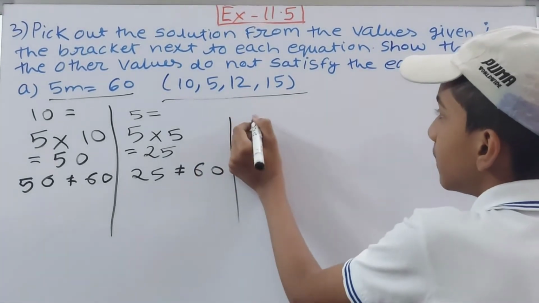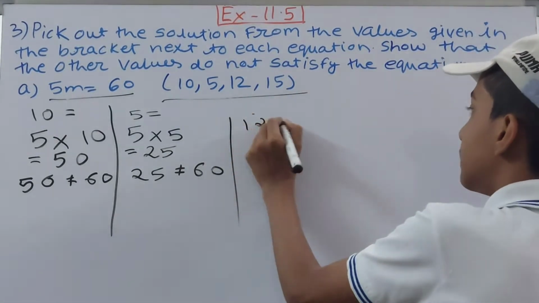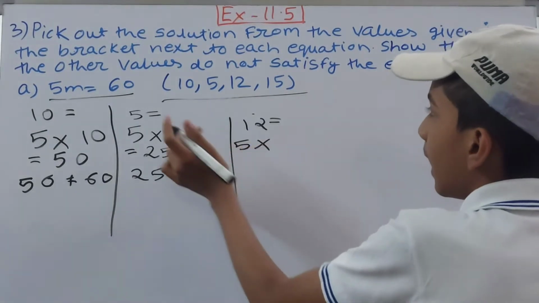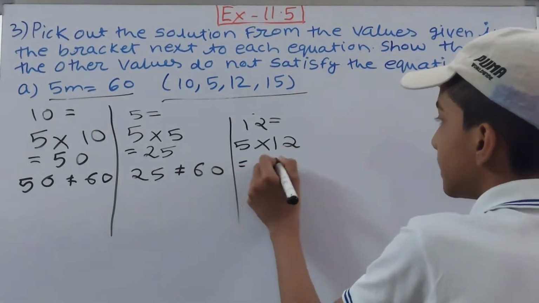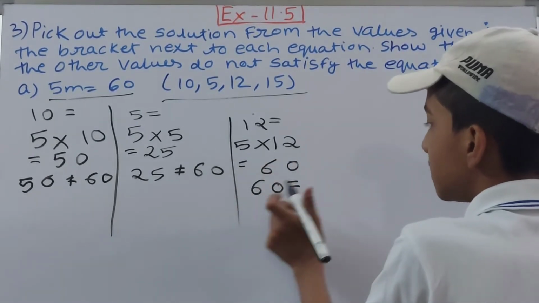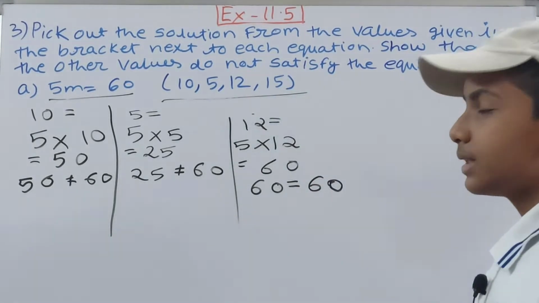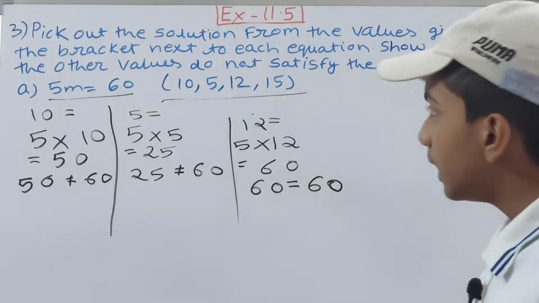Then we have 12. That is going to be what? 5 into m, m is 12, 5 into 12, and that is 60. So you can see 60 in the LHS and 60 in the RHS, both of these are equal. That means 12 is the value which satisfies our equation.